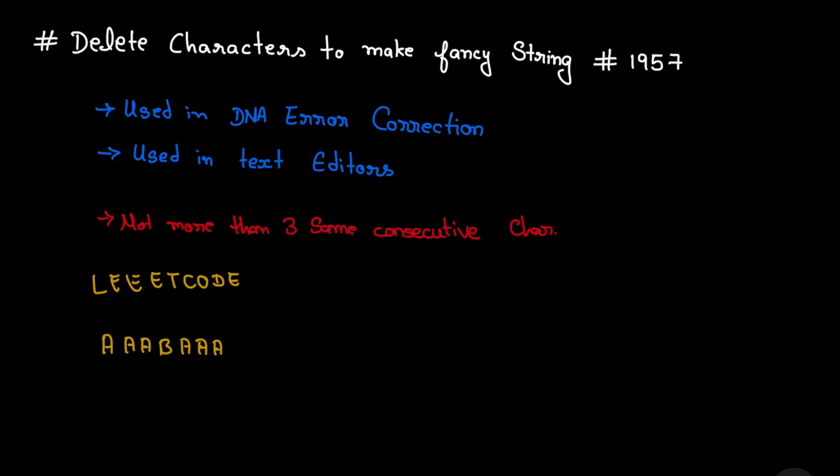Today, we are going to solve problem 1957 from LeetCode, Delete Characters to Make Fancy String. We'll see in some time what this fancy string is. But before this, let me tell you, this is one of the easy problems on LeetCode. They have already marked it, but this is a pretty interesting one.